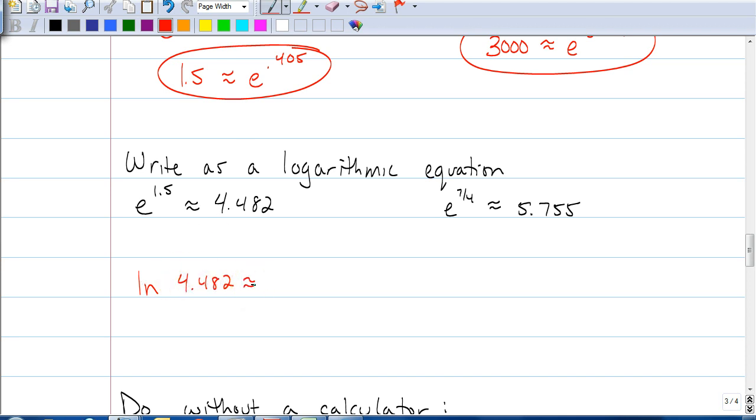That's approximately equal to, just like before, all logarithms are equal to exponents. So our exponent here is 1.5. So the natural log of 4.482 would be about 1.5. Why don't you see if you can try this one on your own. e to the 7/4 power equals 5.755. Why don't you try that?